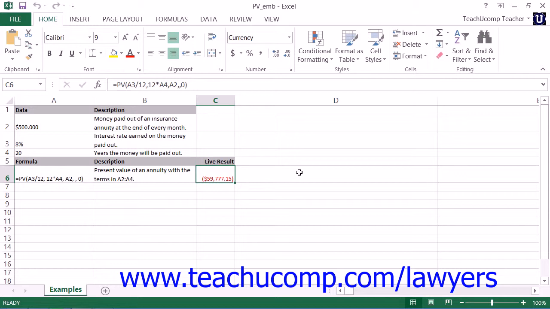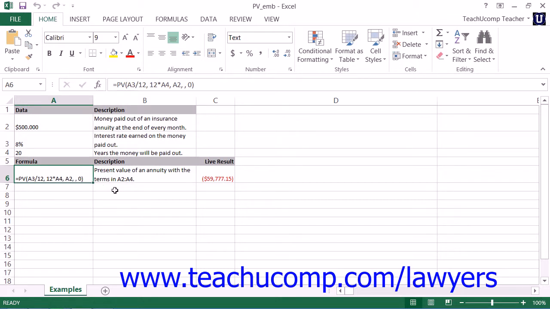While this may not seem like a function that you would use very often, the PV function contains many arguments that allow it to be very useful. Note that arguments are simply the pieces of information that are needed by a function in order to return a result. Let's examine the syntax of the PV function and the arguments that the function uses. In cell A6 on the screen, you can see the syntax of the PV function.